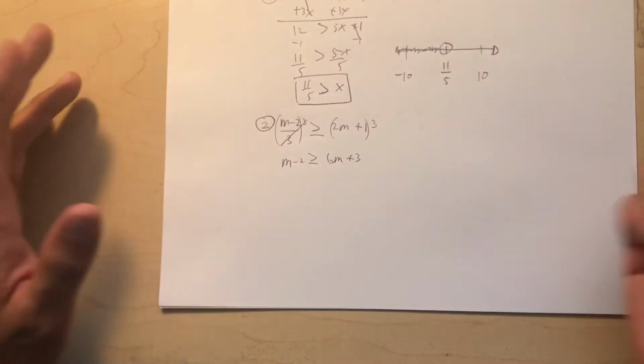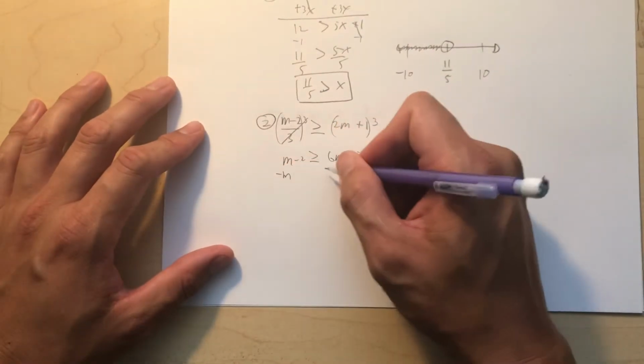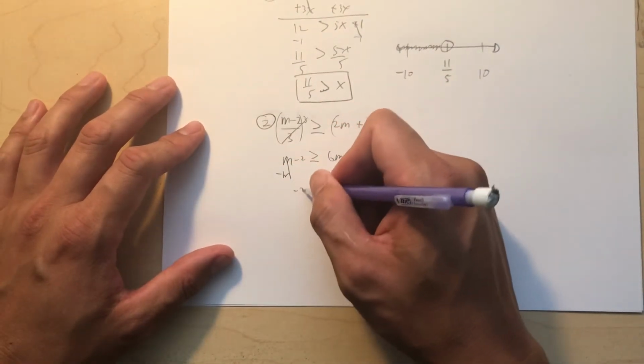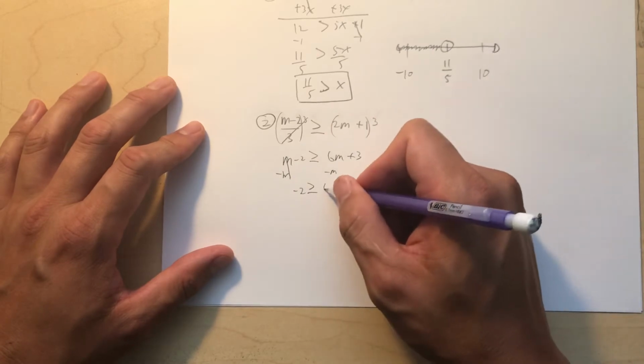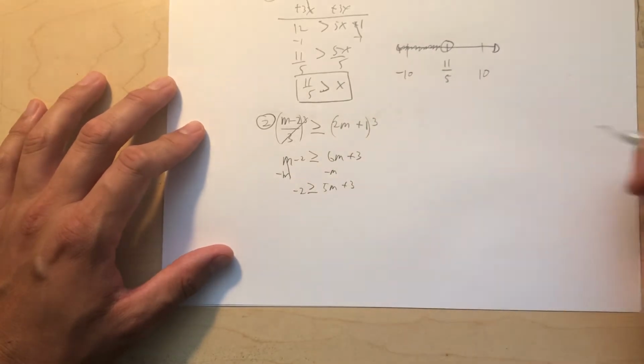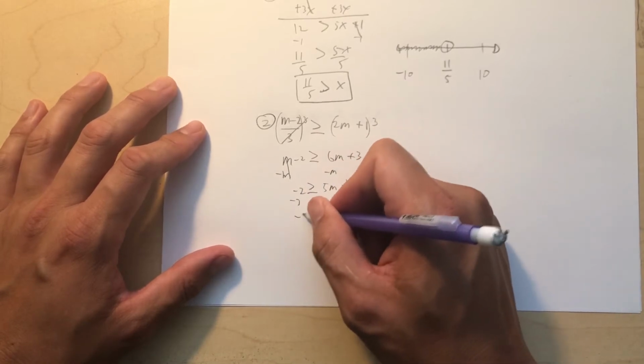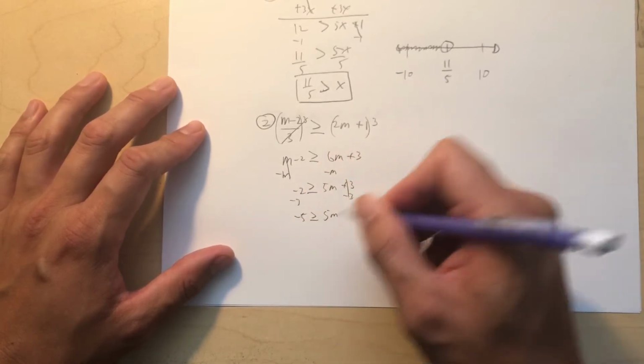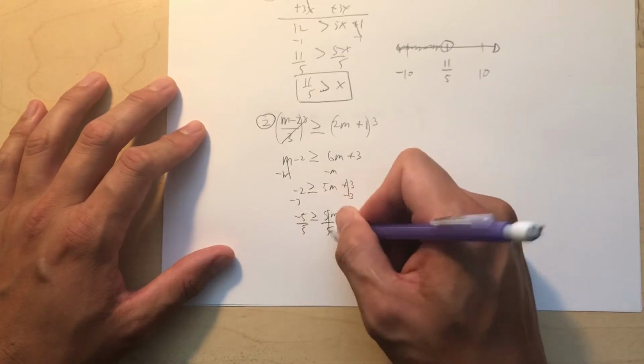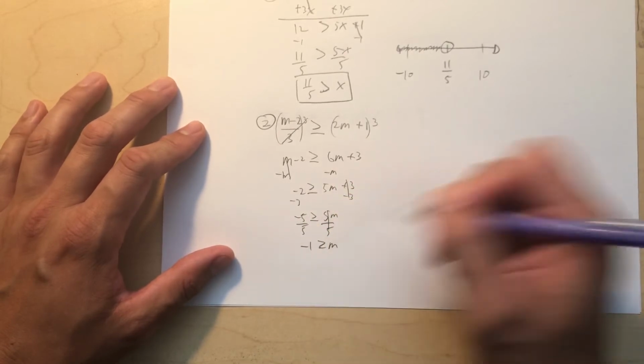All right, same thing. Let's get rid of the variable first. So subtract m, subtract m. You're not flipping the sign or anything like that. When there's variables on both sides, you don't have to flip the sign. All right, subtract 3, subtract 3. Negative 5 is greater than 5m. Again, then just divide by 5. Negative 1. Again, you're not flipping the sign. And that's your answer right there.